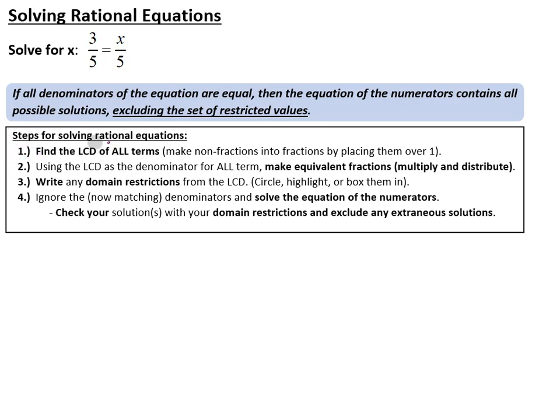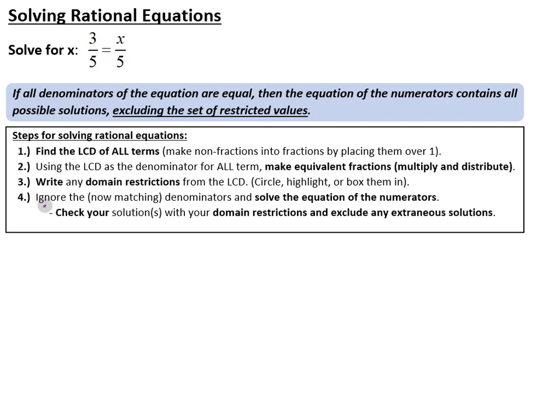So here are some steps. We're going to find the least common denominator and make any non-fractions into fractions by placing them over 1. So find a common denominator so we can make all the denominators equal. And of course, using our least common denominator, make equivalent fractions. And in this step, we'll go ahead and multiply or distribute things together. Write any domain restrictions from our least common denominator, so anything that makes the denominator 0. And we kind of want to just make them stand out. So circle, highlight, or box them in some way.